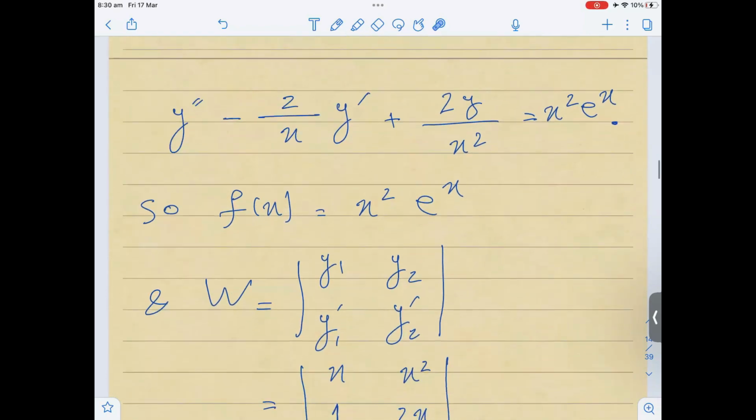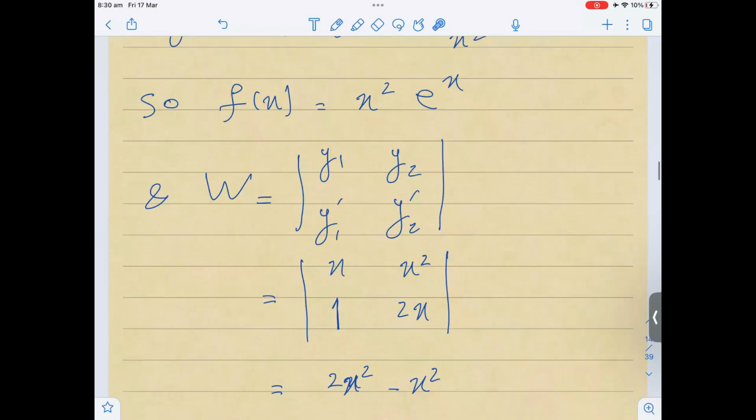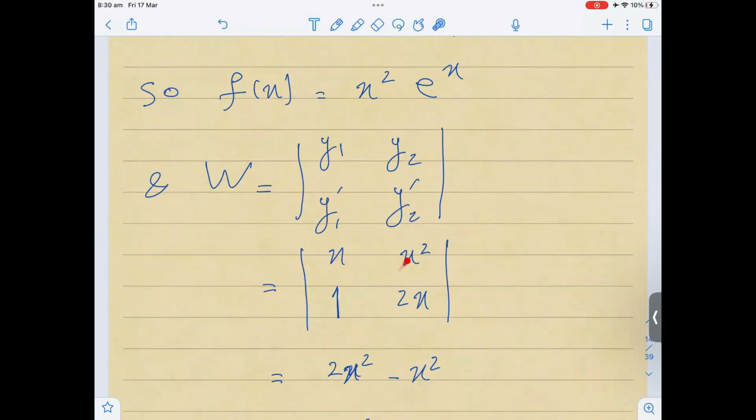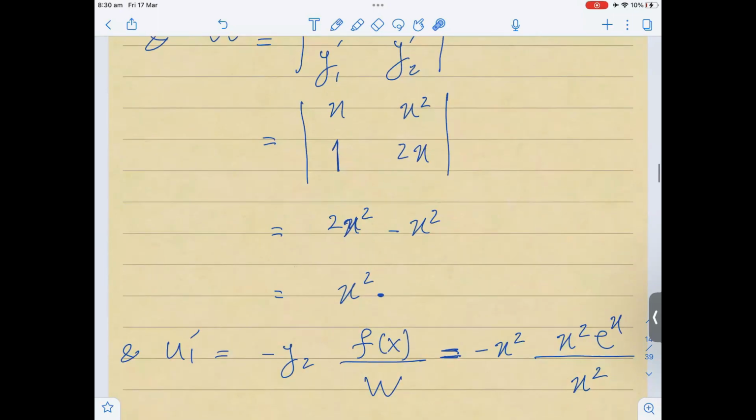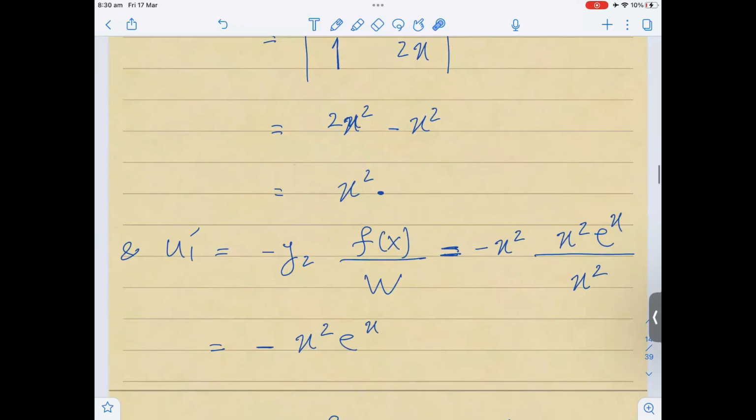So the Wronskian: x, its derivative 1; second one, its derivative here. Determinant, I get x squared. Simple. For u1 prime, we are allowed to use the formula minus y2 f over W. I don't do any magic. I just substitute every parameter here, so I will get this one.